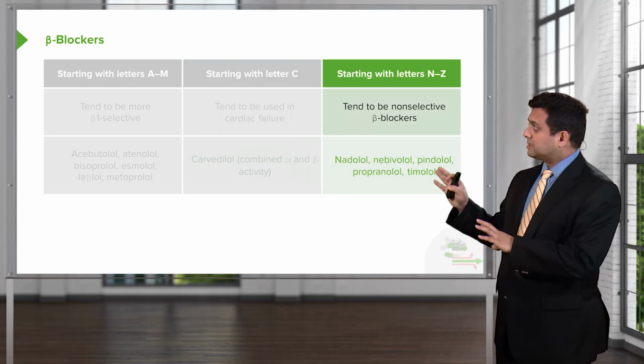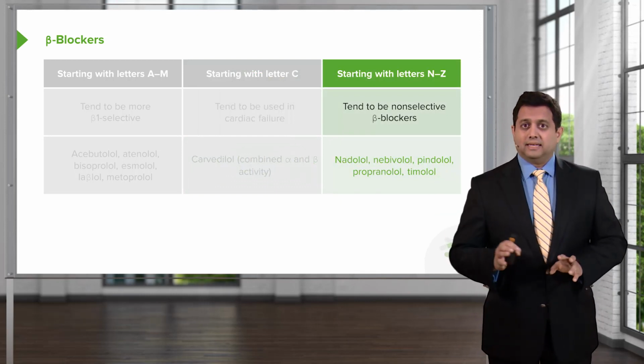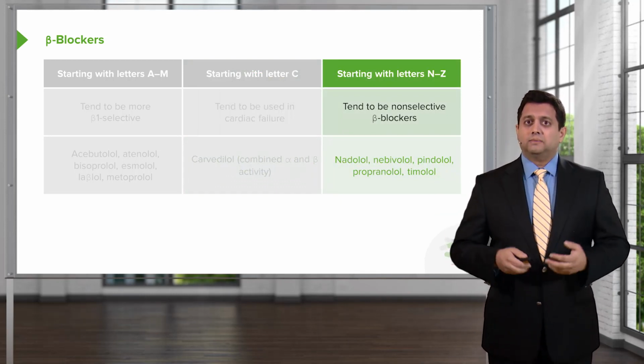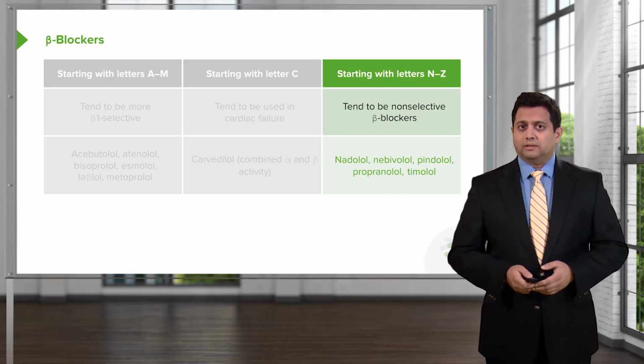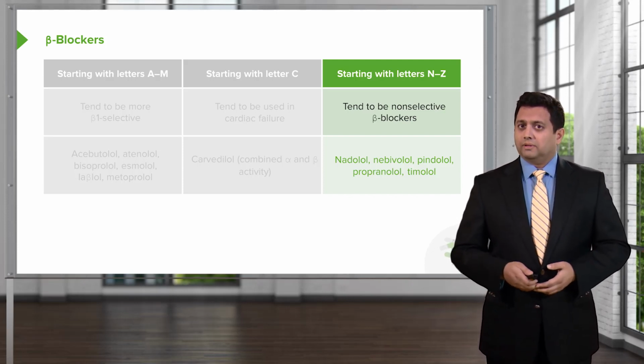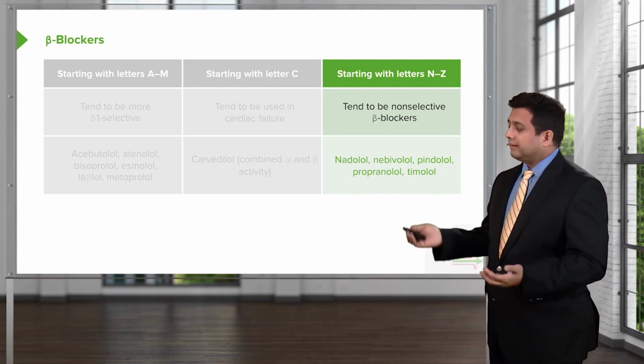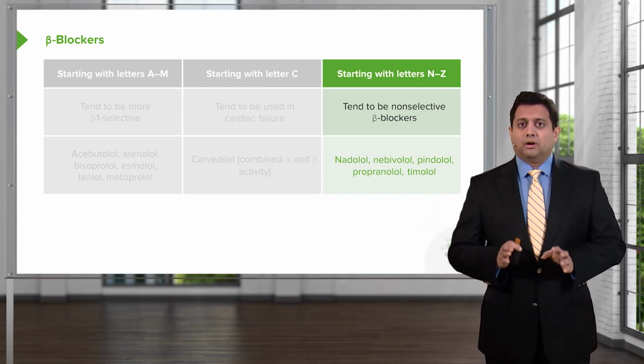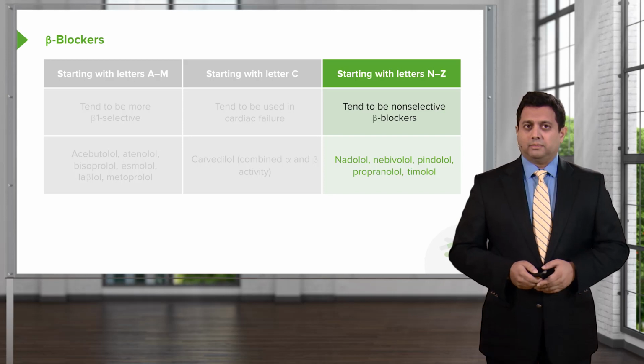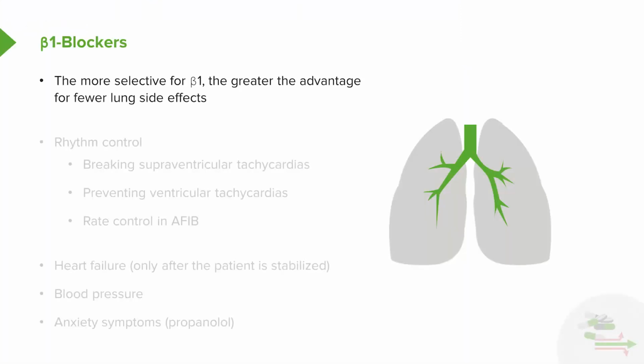Now, beta blockers that start with letters between N and Z tend to be non-selective beta blockers. Nadolol, nebivolol, pindolol, propranolol, timolol. These are all non-selective beta blockers. Let's go into more detail with the beta-1 blockers. Remember that the more selective the drug is for the beta-1 receptor, the better it is for the lung because you have fewer lung side effects.